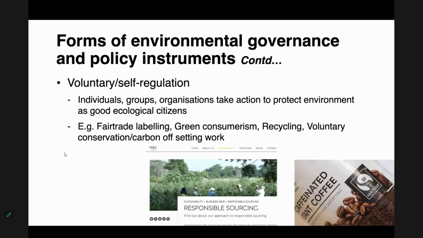Things like recycling, voluntary conservation activities, responsible sourcing, certain garment factories. So I remember back in the day, Marks and Spencer in the UK were promoting their garment suppliers to undertake certain green actions. So many of the garments here in Sri Lanka that were supplying to them were required to make certain changes if they were to keep continuing supplying to them.